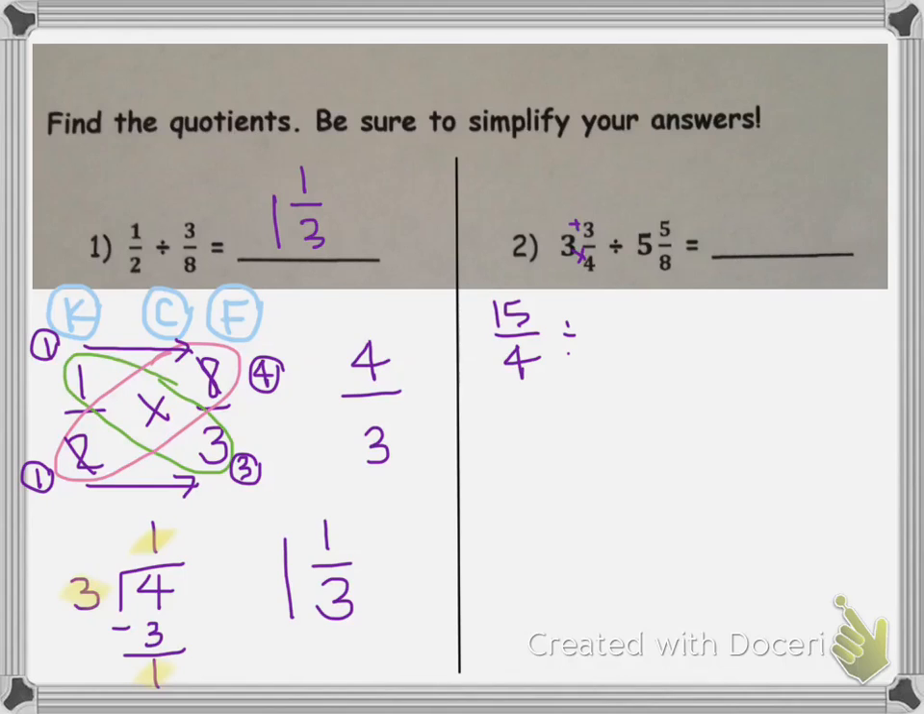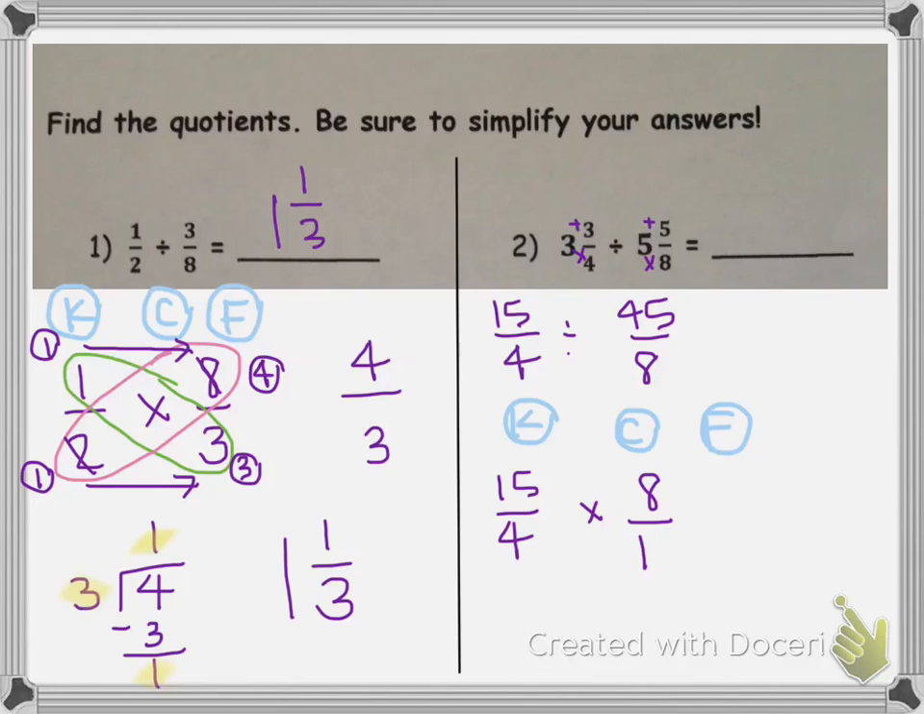So I'm going to use the same process. 8 times 5 gives me 40. 40 plus 5 gives me 45. So my real problem here is 15/4 divided by 45/8. And I'm going to use my KCF method. Keep, change, and flip. What I'm going to keep is the first fraction. That will remain the same, 15/4. The change, I'm going to change my division sign to a multiplication sign. And then flip, I'm going to use the reciprocal of 45/8, which means I'm going to flip it upside down and I'm going to have 8/45.